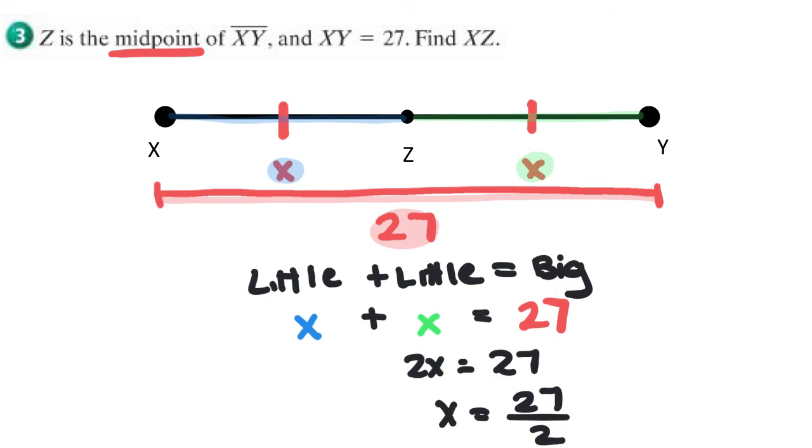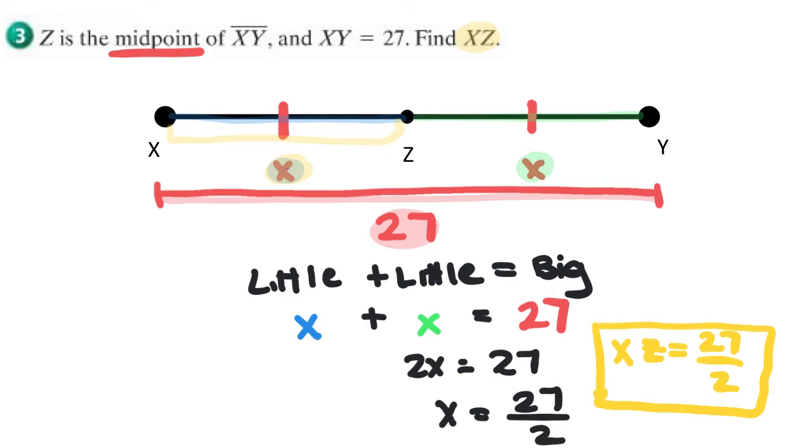Now, the value of XZ is what the question is requesting here. However, if I look back, based on what I have here, the value of XZ is just this value of x right here. So the value of XZ equals 27 over 2. So this problem gives us an example where we are using a midpoint to solve, however, we're using the midpoint in combination with segment addition.